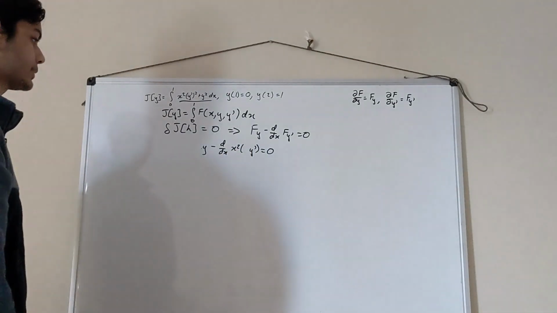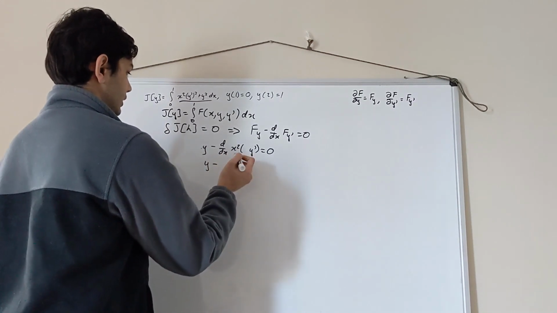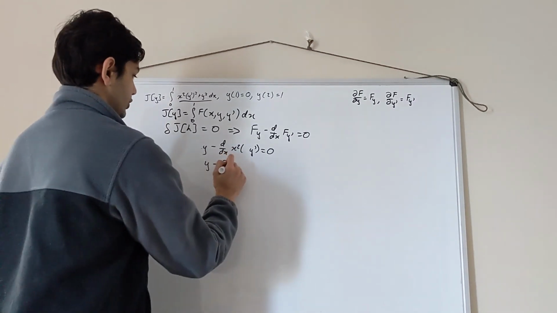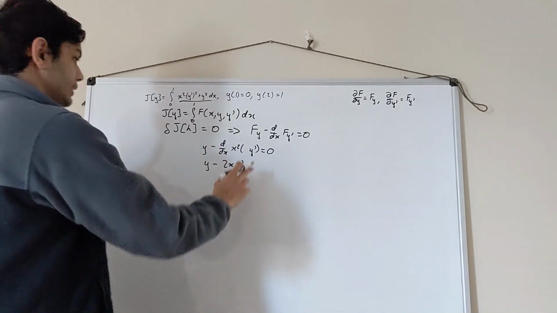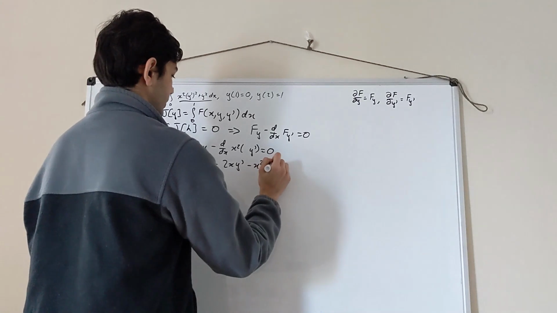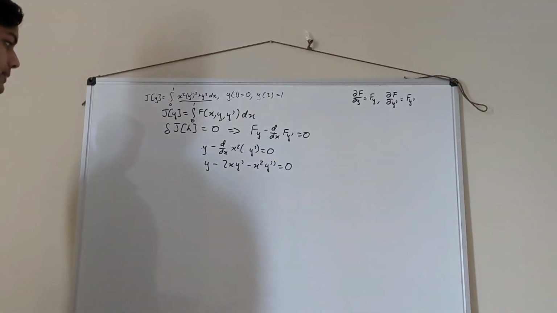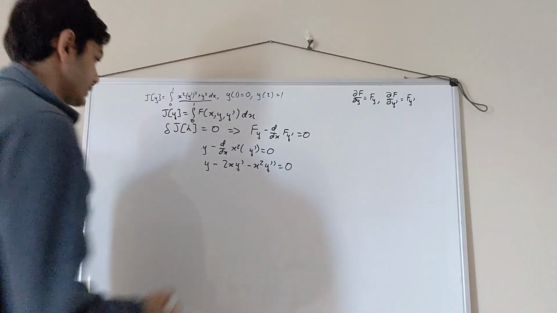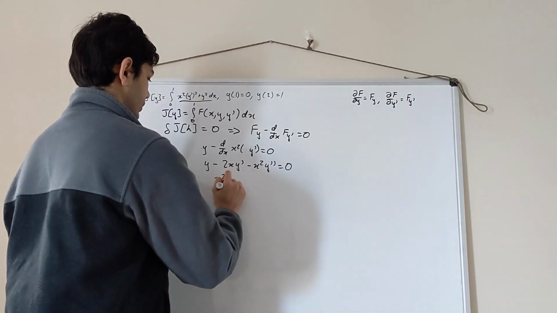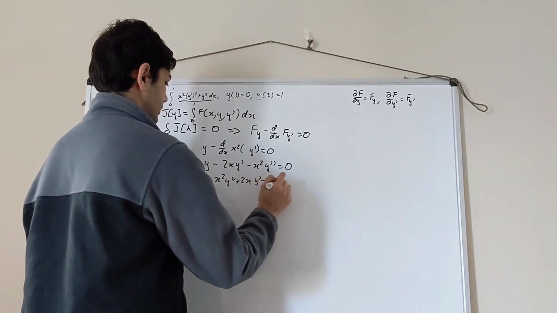Now you can expand this derivative by using the product rule, and you get y minus, so you take the derivative of the first part, which is 2x y prime, and then you take the derivative of the second part, so that'll be plus x squared y double prime, the second derivative of y with respect to x. And so we can rewrite this as x squared y double prime plus 2x y prime minus y is equal to 0.